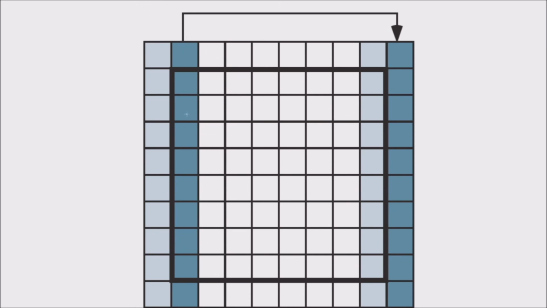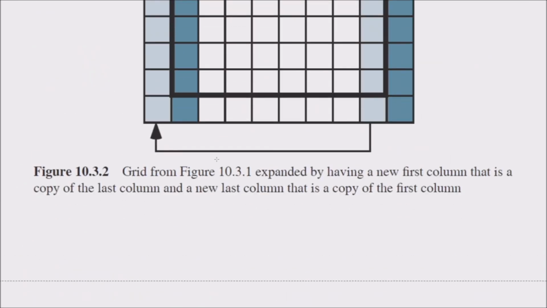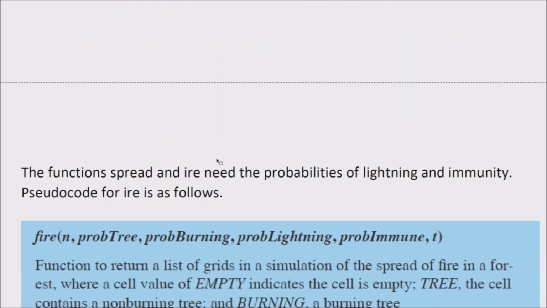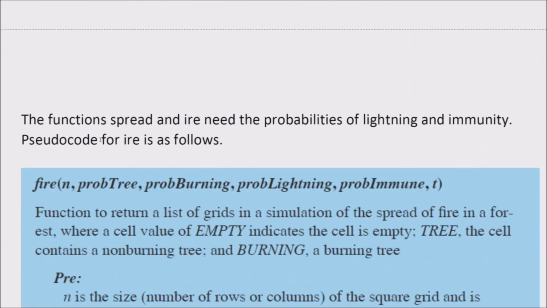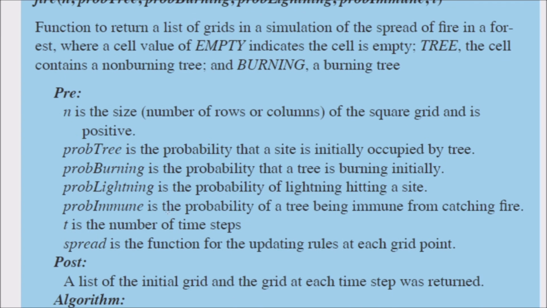So you get this column and copy it here, and you get this column and copy it here, so you can have a spread of fire on the cell. So that's what we call lattice, right? And then the function spread the fire needs the probability. There's a typo right here, it says fire of lightning and immunity. So this is the whole thing.